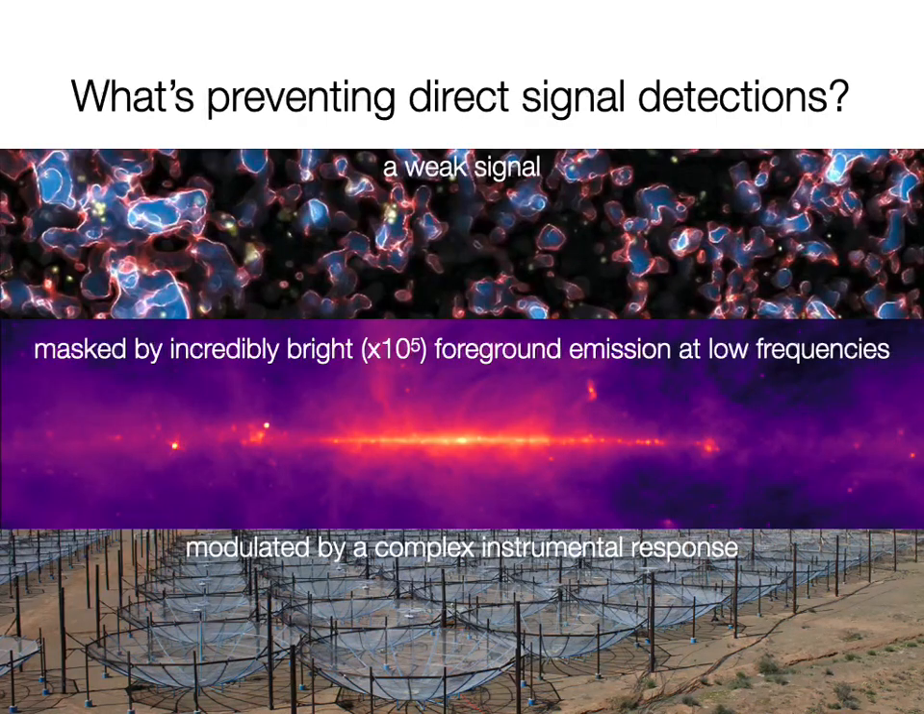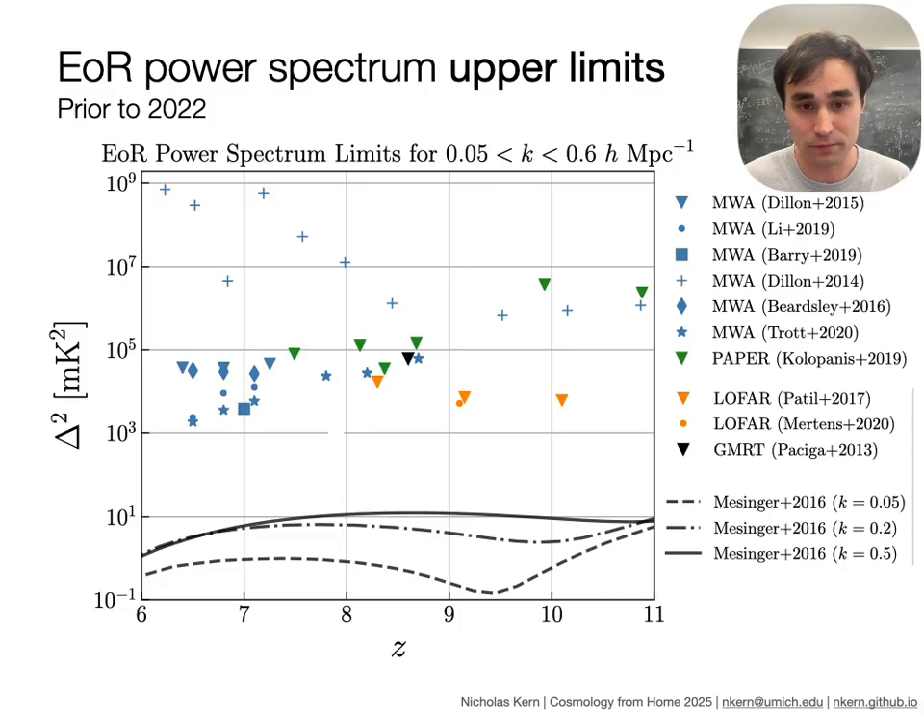The first is we have a weak signal, fundamentally, that takes long integrations to detect, but more importantly, a signal that's masked by incredibly bright foregrounds, particularly at low frequencies. So at these low radio frequencies, what we see predominantly is non-thermal synchrotron emission that's about 10^5 times brighter than that background cosmological signal that we're looking for. And this is all rounded out by the fact that this is modulated by a complex instrumental response that we don't know perfectly. And really the challenge here is understanding that instrumental response to 1 part in 10^5 in order to perform this very delicate signal separation problem.